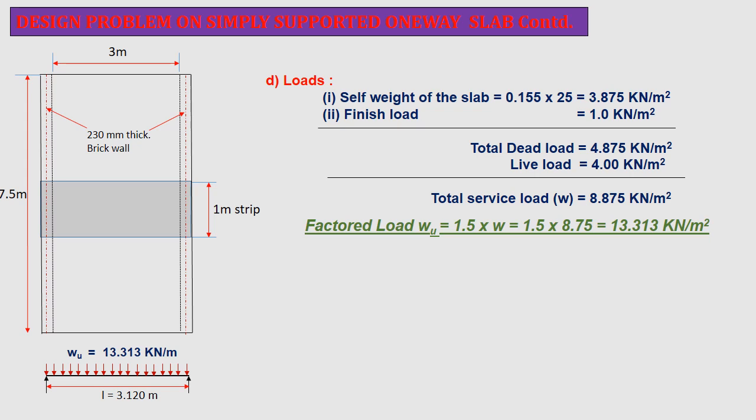So as we design in limit state method, we have to multiply this service load with the partial load factor. For a dead load and live load combination, we know it will be equal to 1.5. So the factored load Wu equals 1.5 into service load W, which is equal to 1.5 into 8.875, equal to 13.313 kilonewton per meter square. Now if we consider 1 meter strip, the load per unit length will be equal to 13.313 kilonewton per meter.